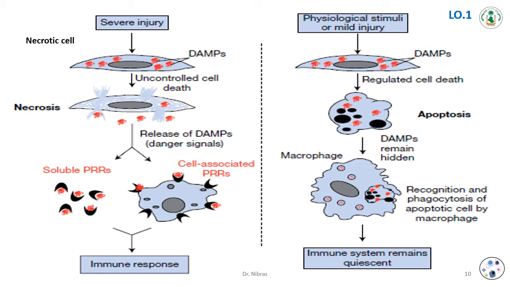Soluble pattern recognition receptors and cell-associated pattern recognition receptors will recognize these DAMPs and bind to them in order to stimulate the immune system.